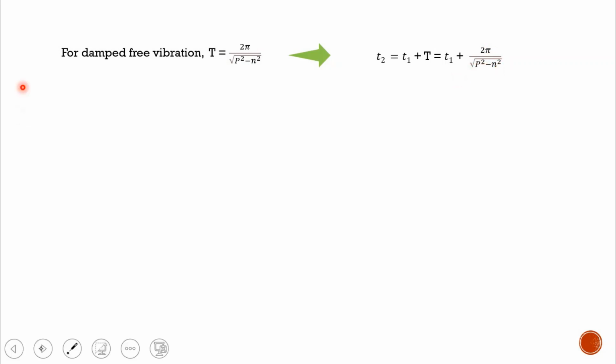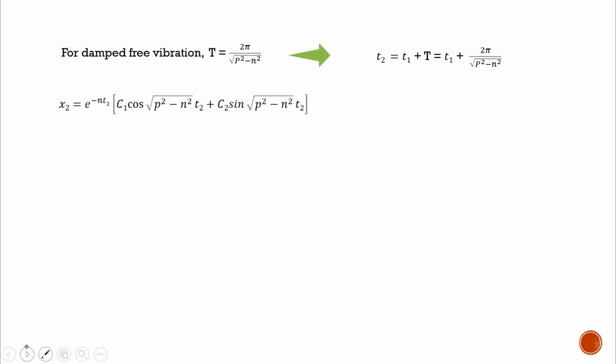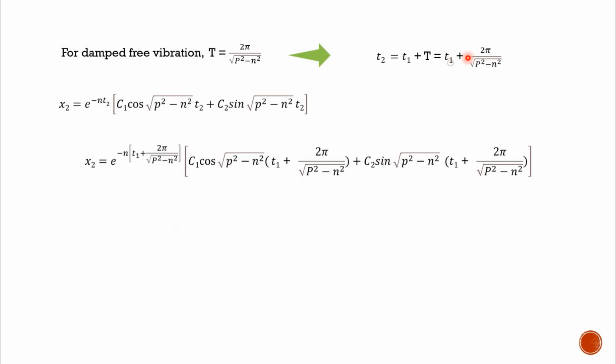So our equation for x2 becomes, substituting t1 plus 2 pi by root of p square minus n square for t2: x2 is equal to e raised to minus n into t1 plus 2 pi by root of p square minus n square, c1 cos root of p square minus n square into t1 plus 2 pi by root of p square minus n square, similarly plus c2 sine root of p square minus n square into t1 plus 2 pi by root of p square minus n square.